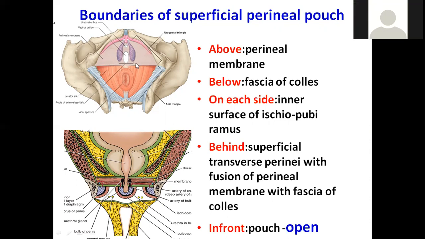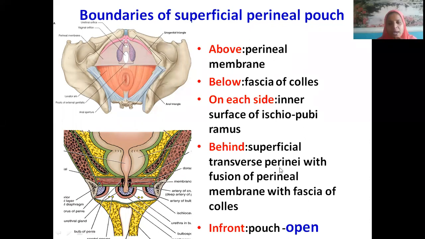Behind this, what is the name of the muscle we have here? I said, do you remember? Superficial transversus perineum, isn't it? That means behind it is bounded by the superficial transversus perineum, where it will be fusing with this membrane, that is the perineal membrane. That means the 2 layers will fuse, one below the other.